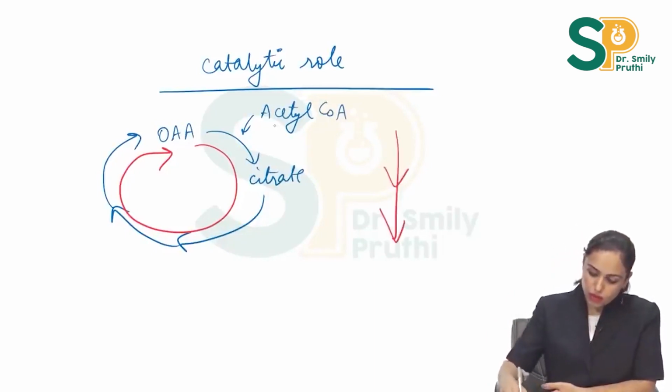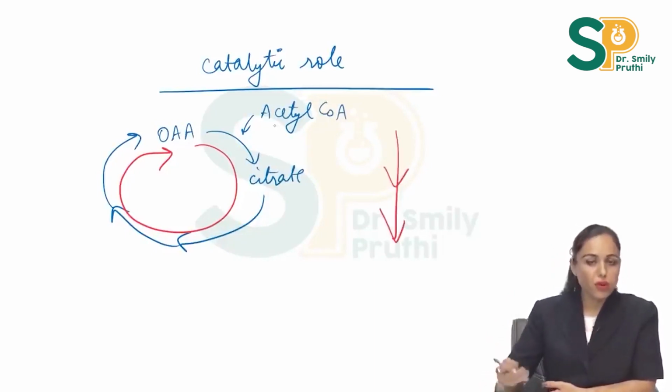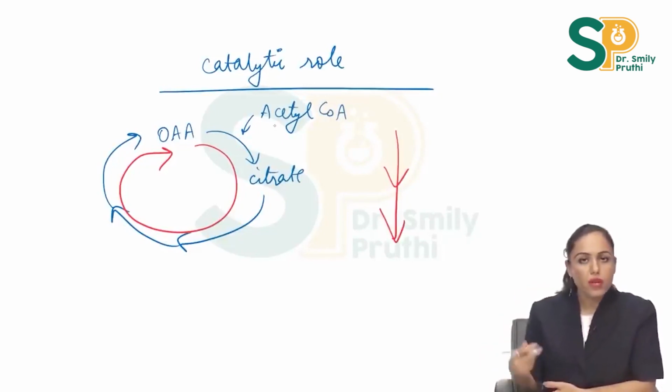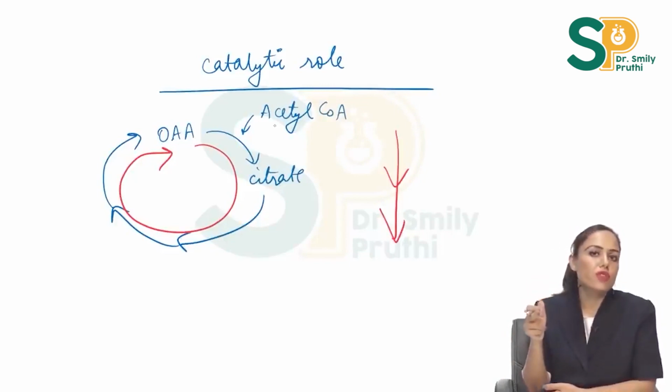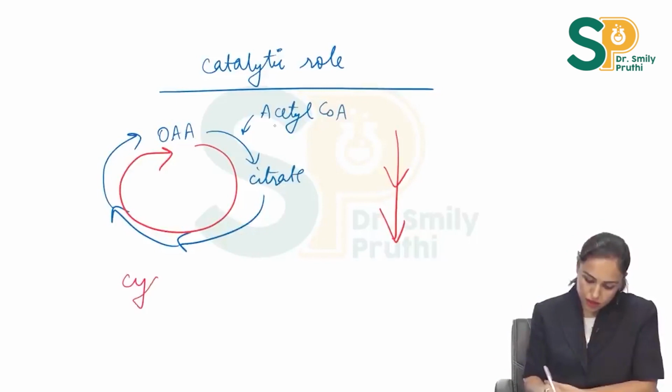Pathway means going in one direction, like glycolysis, right? Glycolysis is a pathway, glucose forms pyruvate. But in TCA, we are starting from oxaloacetate as the first substrate. In the end also we are getting oxaloacetate. So we say that TCA is a cycle. It is not a pathway. Right?